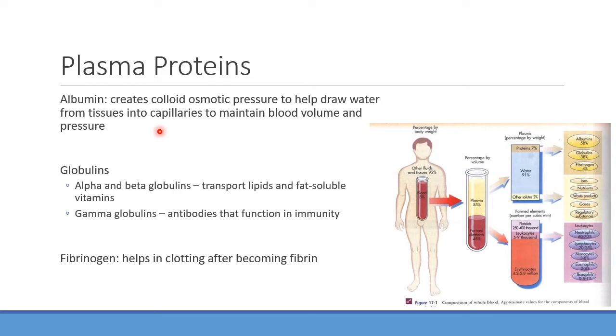So one big thing, albumin's a big component of that. We also will see albumin's really important for carrying different products around, things like bilirubin. A lot of medications are carried around on albumin, so it's a good transport protein. And then we have the globulins. You have things like alpha and beta globulins, those are good for transporting lipids and other fat-soluble vitamins around the body. And then the gamma globulins, these are really important for our function in immunity, right?